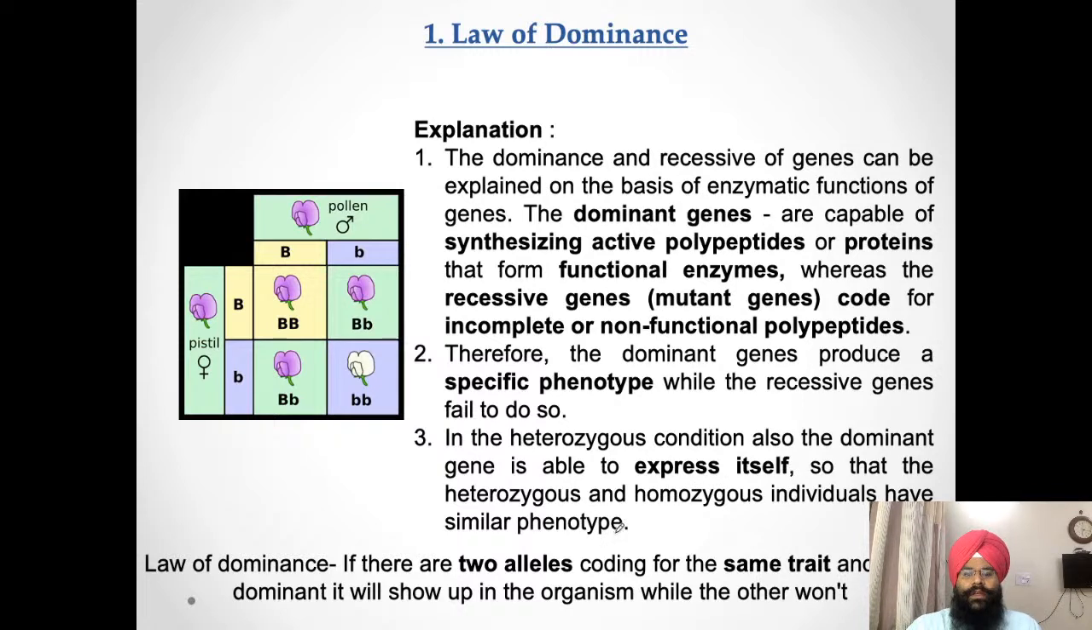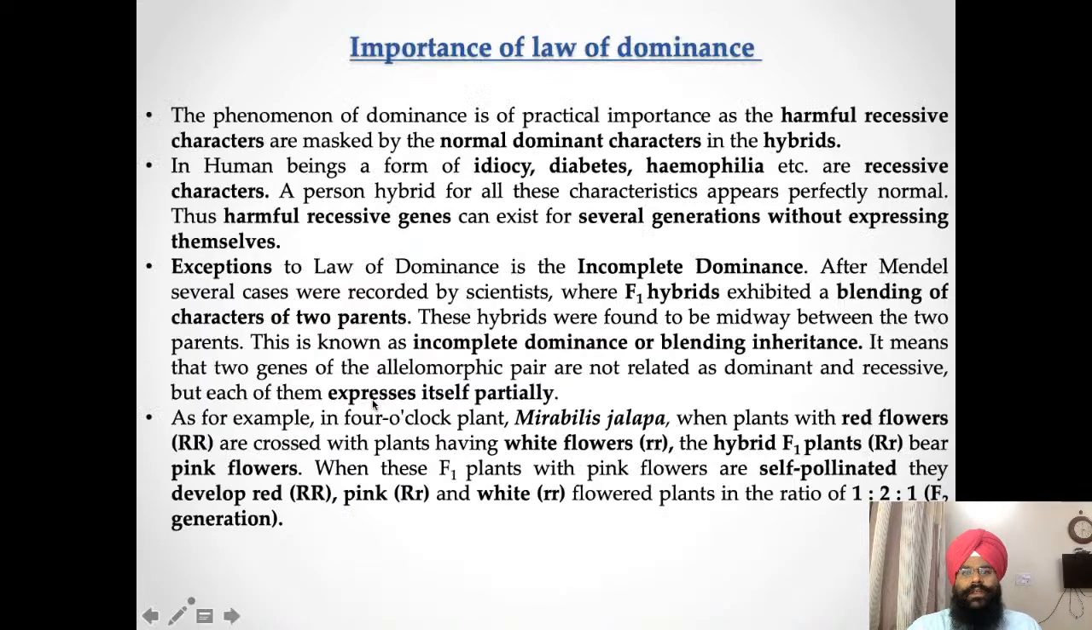phenotype. So in the law of dominance, if there are two alleles coding for the same trait, one is dominant and will show up in the organism, while the other will not. The one with the dominant character will show it and the other might not. Like in this case, capital B small b, small b small b. Okay, so that was something about the law of dominance.